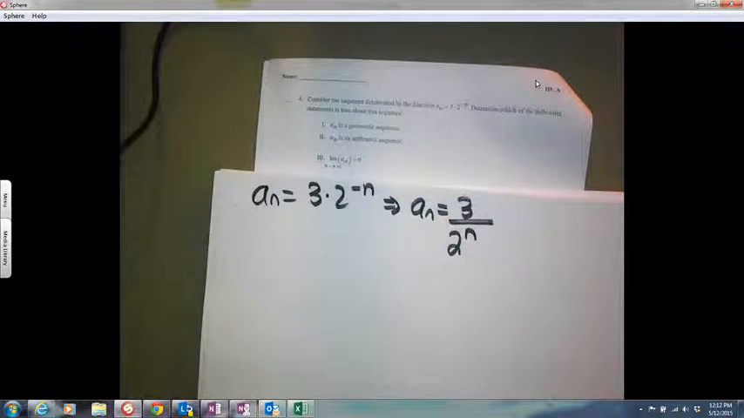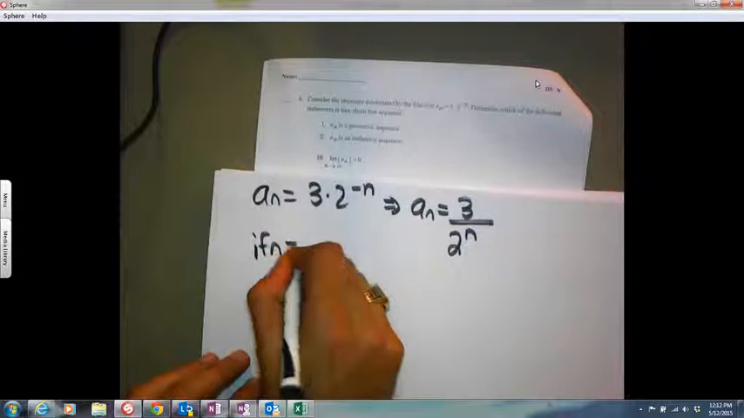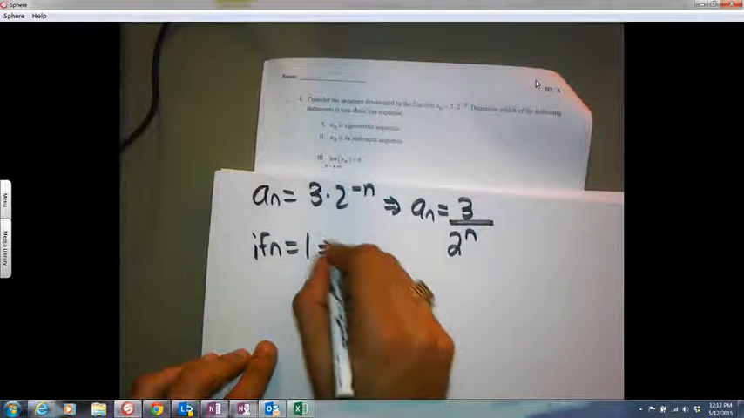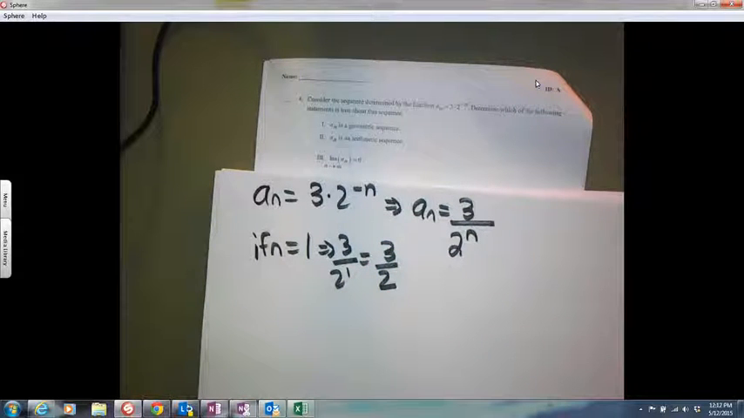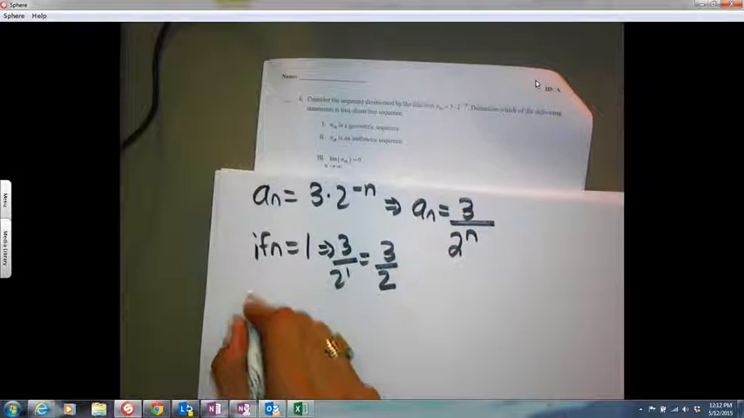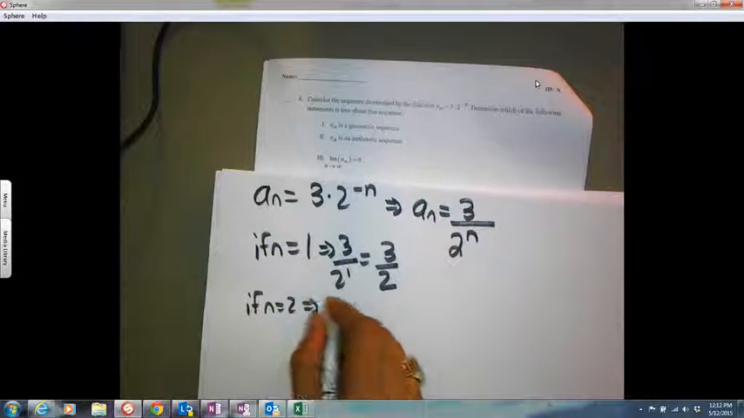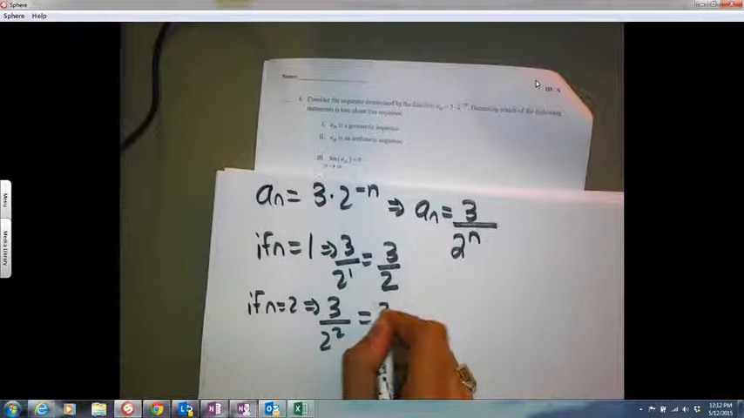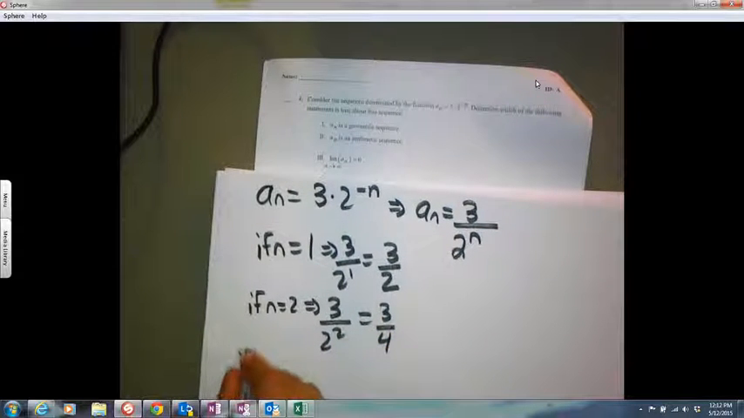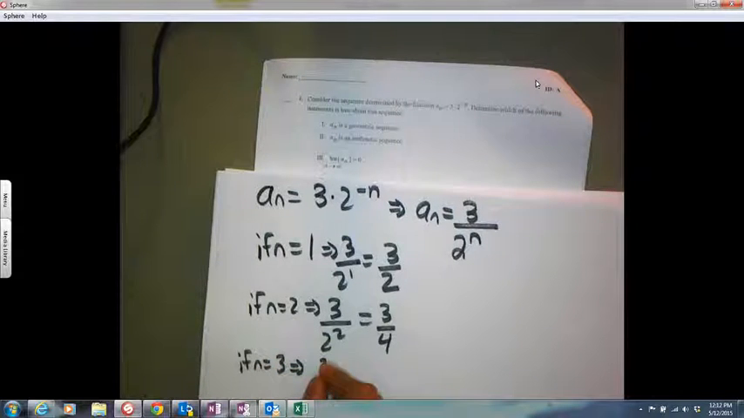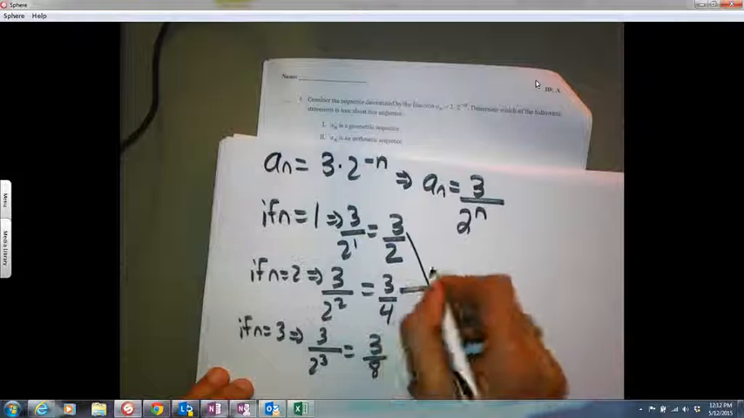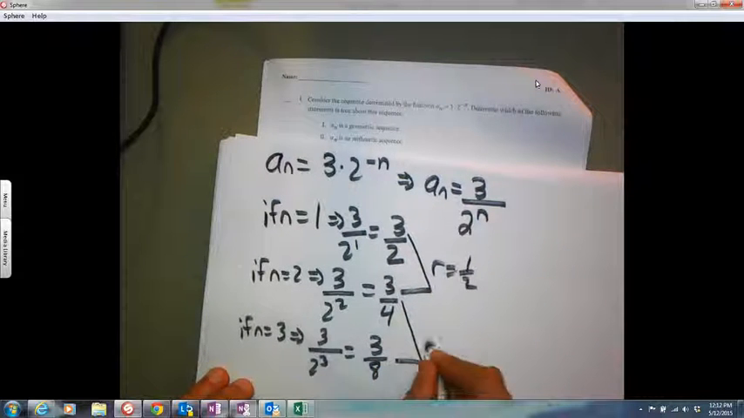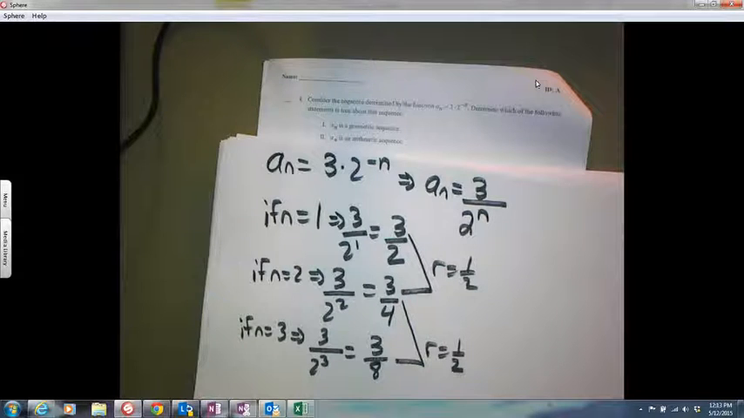If n equals 1, what do I have? Then I have 3 over 2 to the first power, which is 3/2. If n is 2, then I have 3 over 2 squared, which is 3/4. If n is 3, then I have 3 over 2 cubed, which is 3/8. So what's going on here? Well, r is 1/2. All I'm doing is multiplying every time by 1/2. So that means this must be a geometric sequence. So 1 is true, 2 is false.